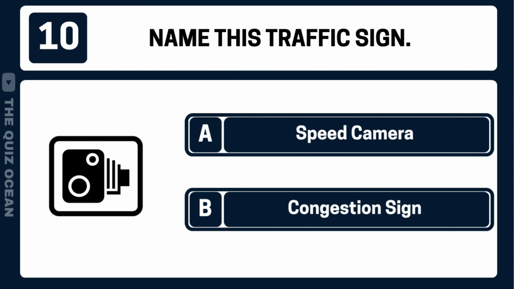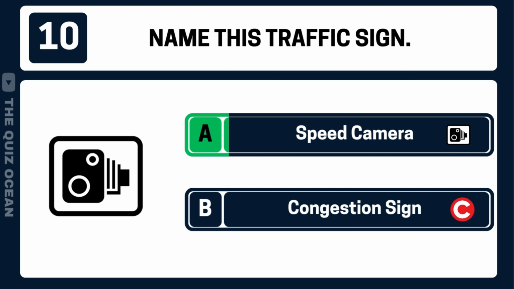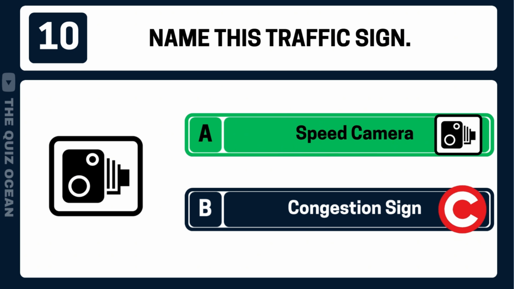Name this traffic sign. A. Speed camera. B. Congestion sign. The answer is A. Speed camera.